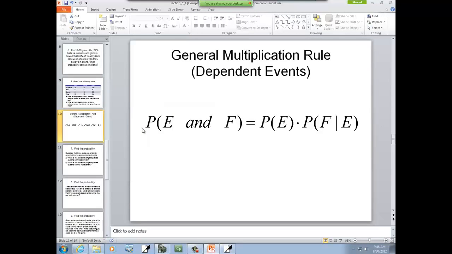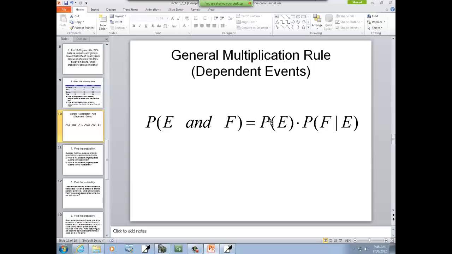Now our general multiplication rule looks like this, and it looks pretty complicated. It's actually a fairly simple idea. The formula makes it look hard. The formula comes in handy if we're given numbers. So if they're telling you these percentages, what the probability of E is, and what the probability of E and F is, and you're asked to find the probability of F given E. But for the most part, these are a lot easier to work than that.